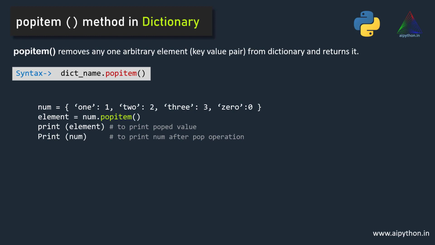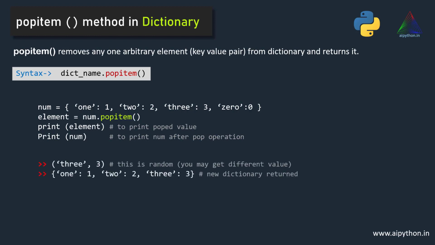So I've created element as a variable. Now popitem will pick some random key value pair and throw it. So we'll see in the result. Randomly here 3 has been picked from this dictionary. It could be different for you. If you provide the same dictionary, this could be a different value for you, and the remaining dictionary will be printed.